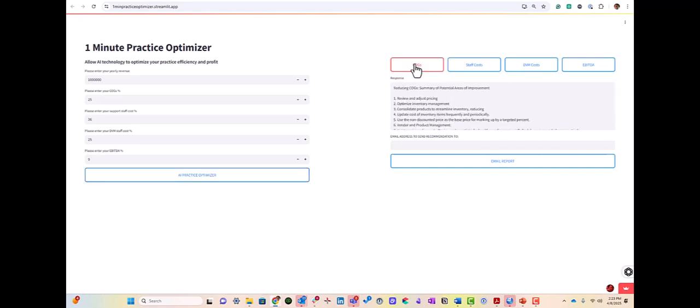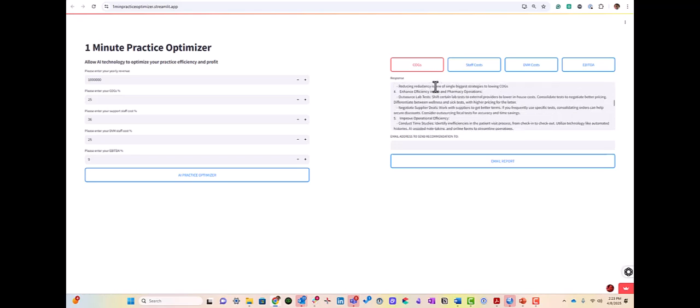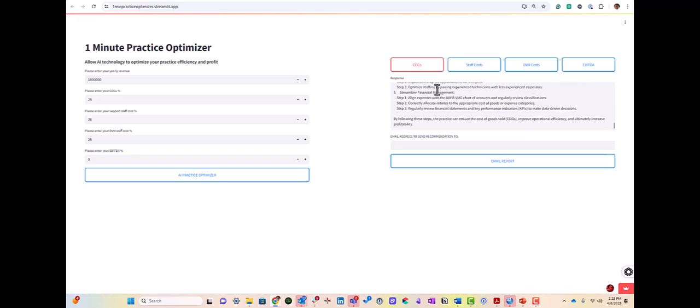And then it gives you a lot of suggestions by any of these buttons that you push up here. It will give you a lot of suggestions of how to improve your COGS, your staff costs, your DVM costs, and your EBITDA. So just a quick tool that, now that you understand what's going on in your hospital, lets you really start to get some ideas on how to fix it.